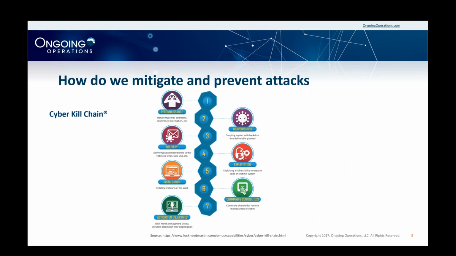So how do we mitigate and prevent attacks? This image here is courtesy of Lockheed Martin, and they came up with something called the Cyber Kill Chain. What this shows is basically the anatomy of an attack and the steps that a malicious actor goes through to fully compromise your environment. And if we are able to thwart that attack at any of these steps, any of these links in the chain, we can effectively stop that attack.